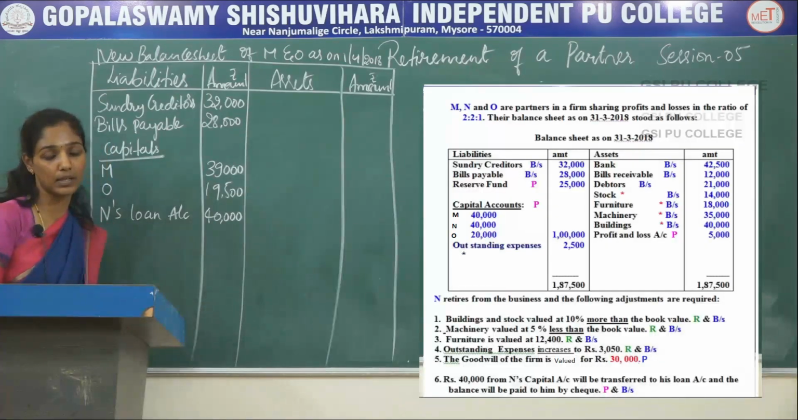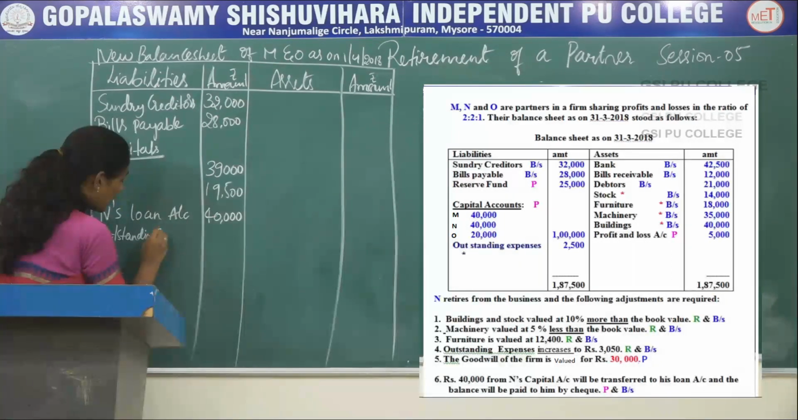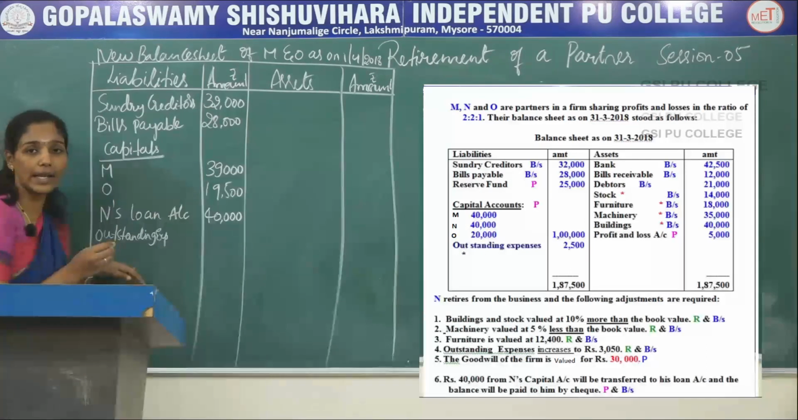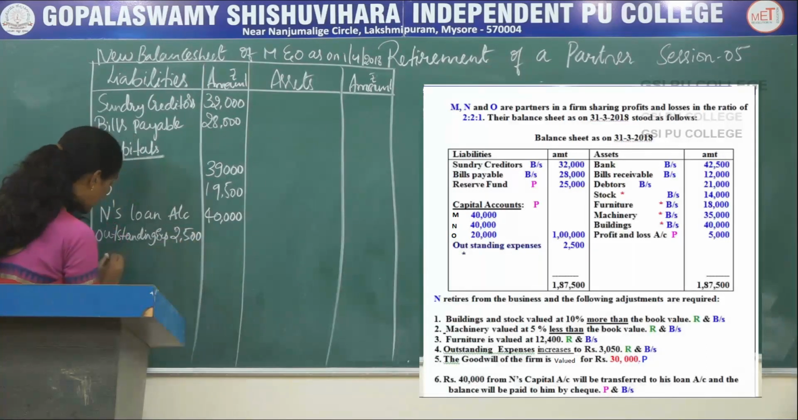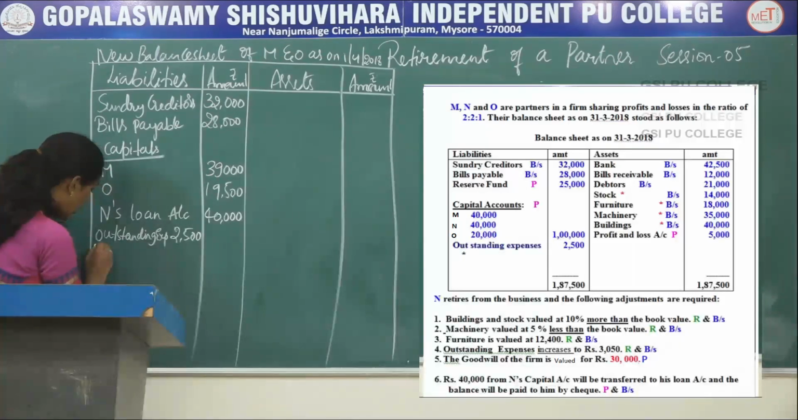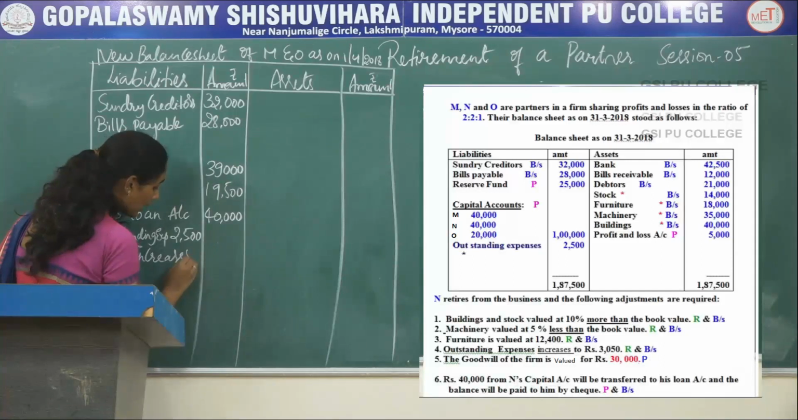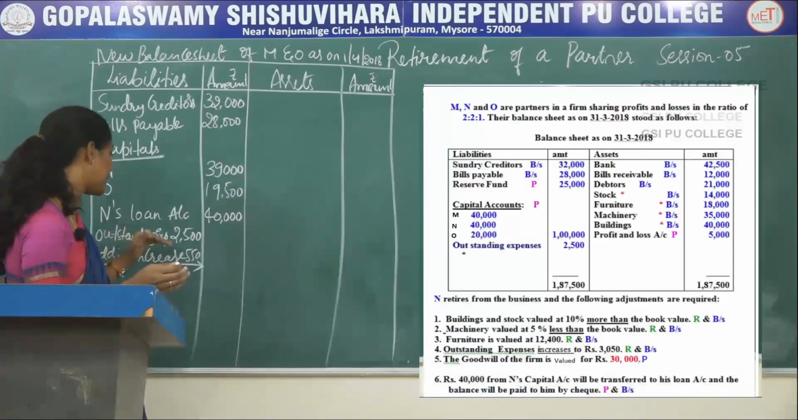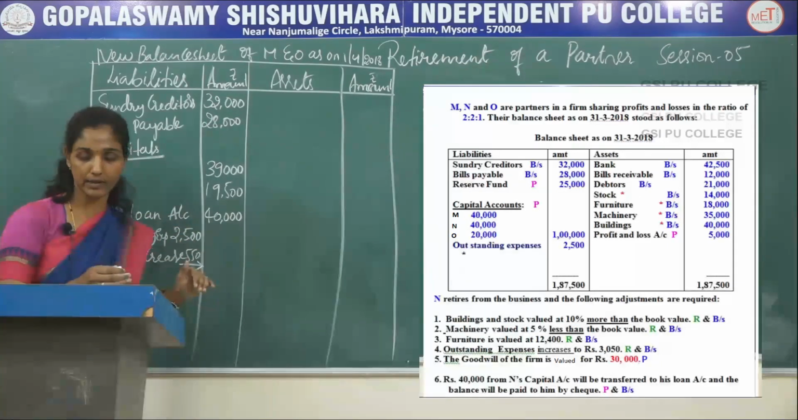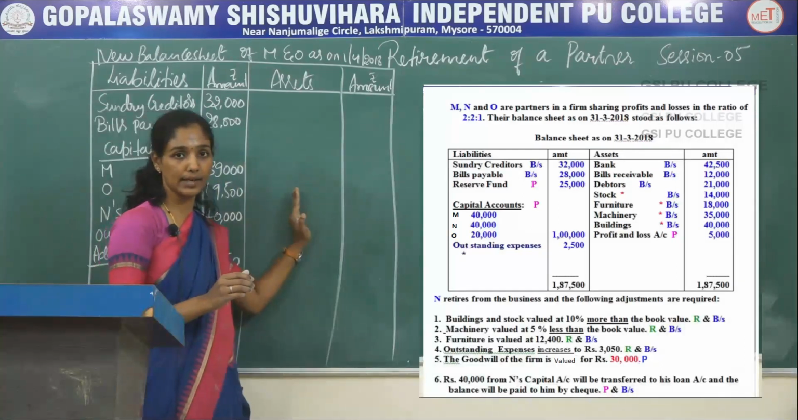And the next adjustment is outstanding expenses. So in your old balance sheet, the amount of outstanding expenses is 2,500. Now it has been increased. So add the increase, rupees 550. When you add 550 to the actual outstanding expenses, then you will get 3,050 rupees. So now coming to the asset side.